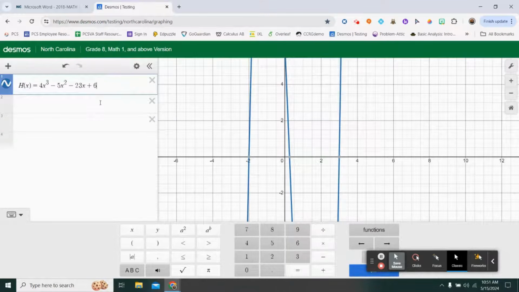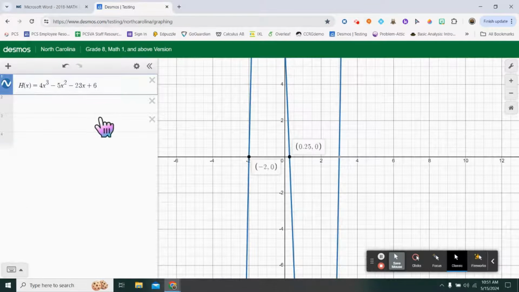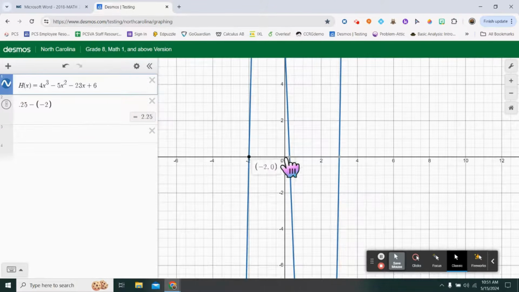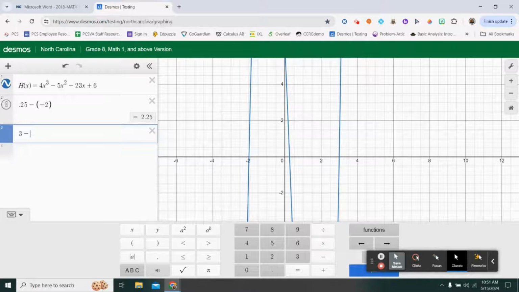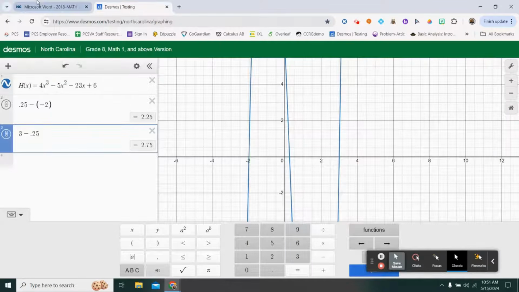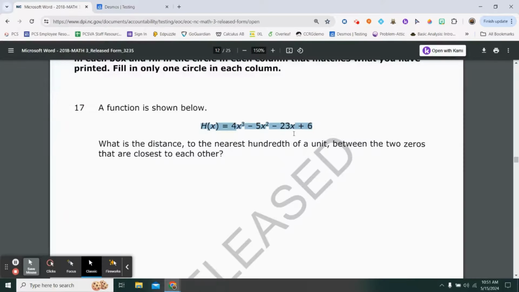So I'm going to just take them and subtract them. 0.25 minus negative 2. Those are 2.25 apart from each other because that one was at -2 and this is at positive 0.25. So you go 2 to get to 0, then 0.25 more. The other one is at 3, so I could do 3 minus 0.25. Just taking the one on the right and subtracting the one that's to the left of it. And that's 2.75, and it wanted to know that are closest, so that would be 2.25 as the distance.